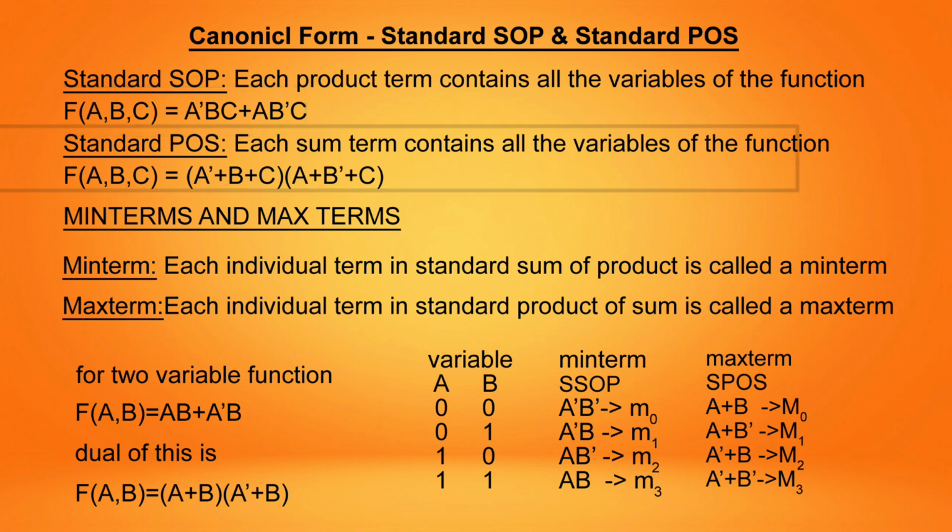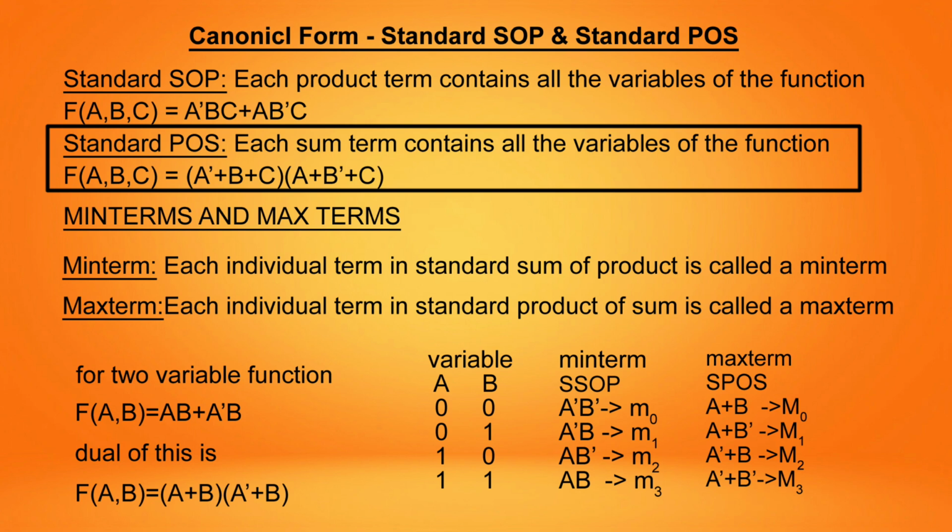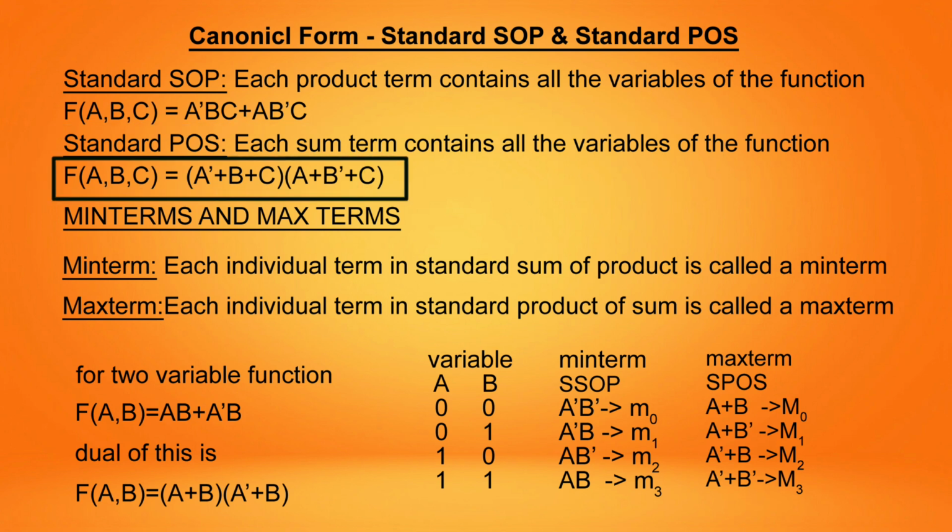Now come to standard POS. This is also similar. Each sum term contains all the variables of the function. For example, if we have a POS form, and that expression contains all the variables of the function, then that is said to be in standard product of sums form. Example, f of ABC equal to a dash plus b plus c into a plus b dash plus c.